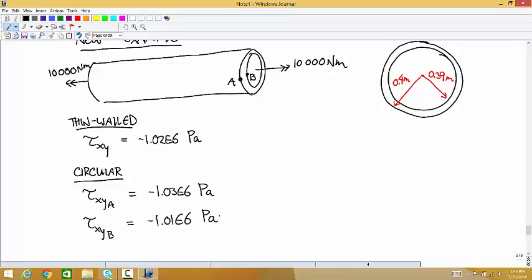So you can see that as the wall thickness goes down, you start to get much closer agreement between the thin-walled approximation and the circular approach that we can think of as our better calculation. Well, it's our better calculation for circular cross-sections. Anything that's not circular, we don't have that option. We have to use the thin-walled approach or else we can't do anything. Any questions about that?